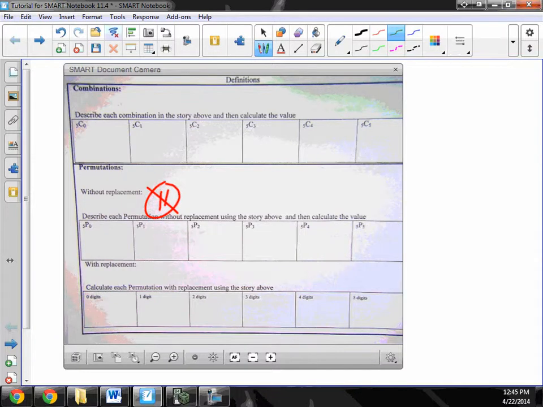Okay, with replacement, 11 exists. And it exists because you put the marbles back in the bag. You replace the marbles. So combinations, there's no order. Permutations, there is an order, but there are 2 types of permutations. One, you put the marbles back, and you can have duplicates, and the other one you can't.